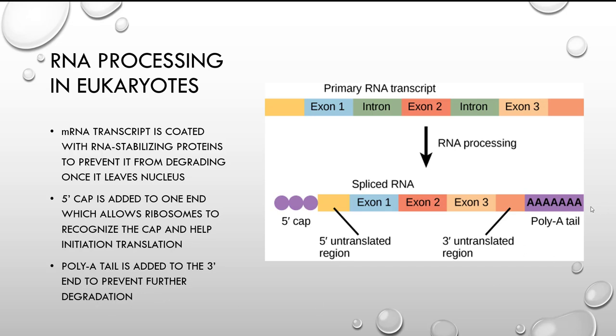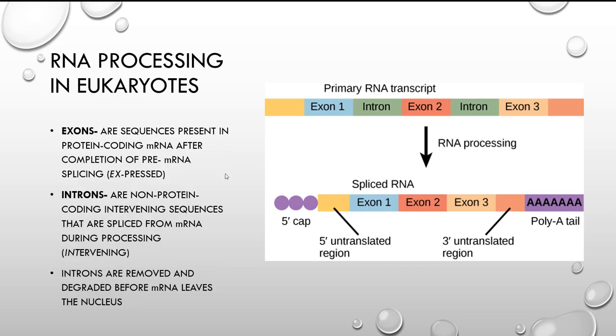So it's just to tell the lysosomes and the other enzymes floating around in the cytoplasm that this mRNA is supposed to be there, don't break it down, it's just heading to find a ribosome, so don't break it down, okay? So that's the first step of RNA processing. So this is the mRNA strand, it needs to get a 5' cap so that the ribosome knows where to attach to start translation, and a poly-A tail, okay?